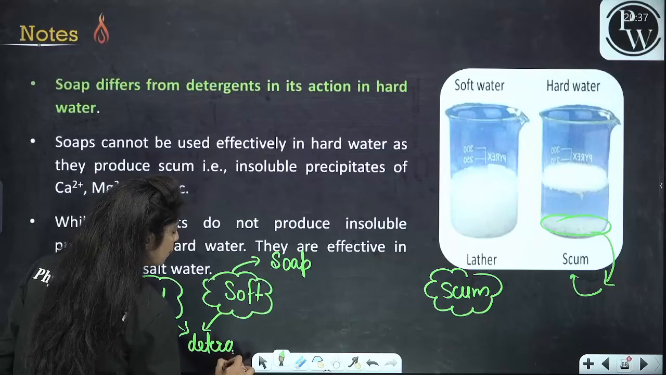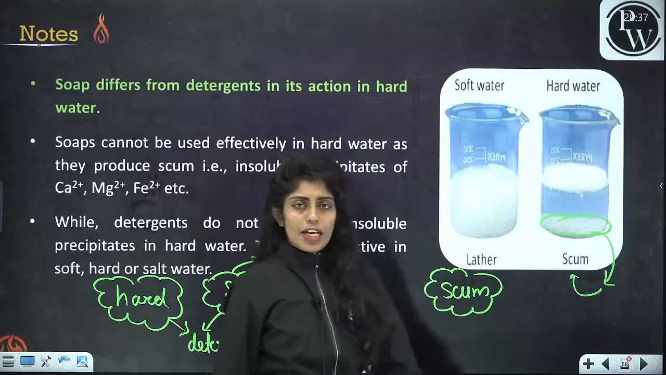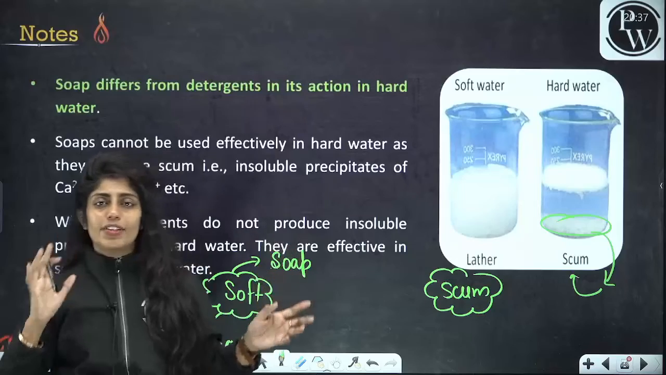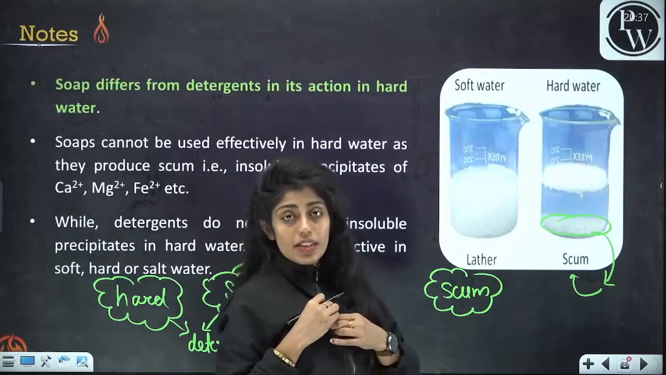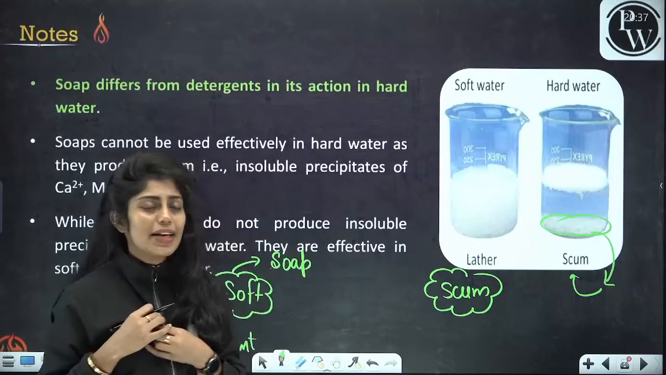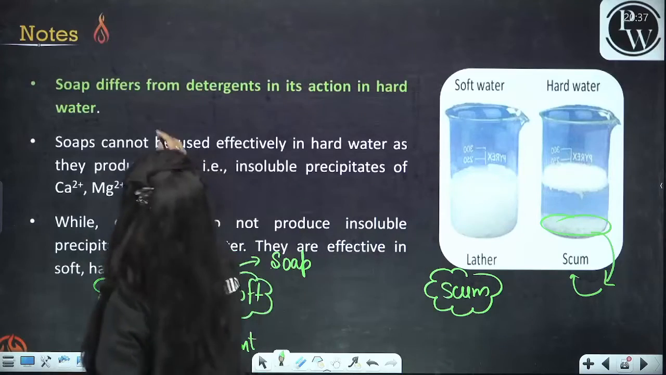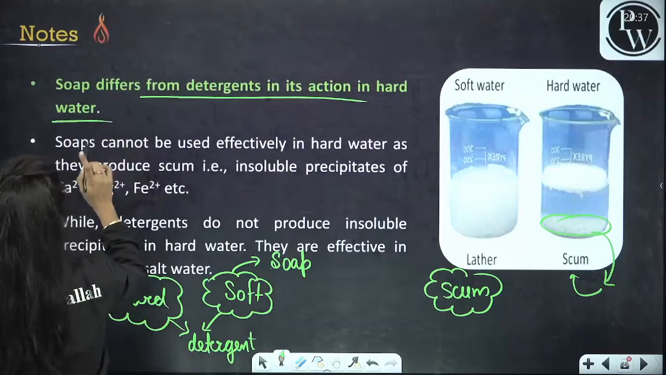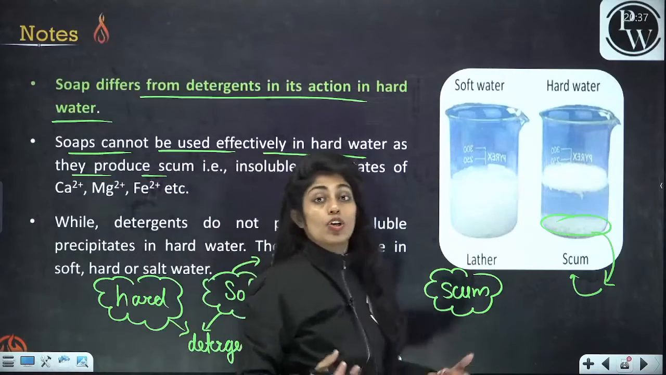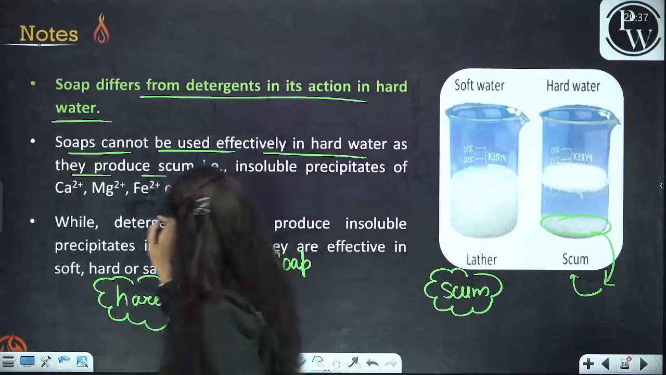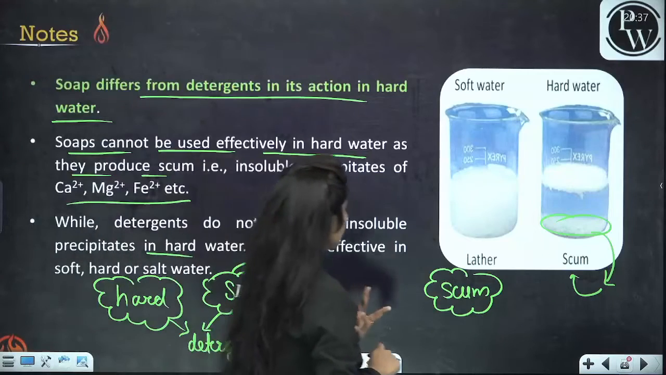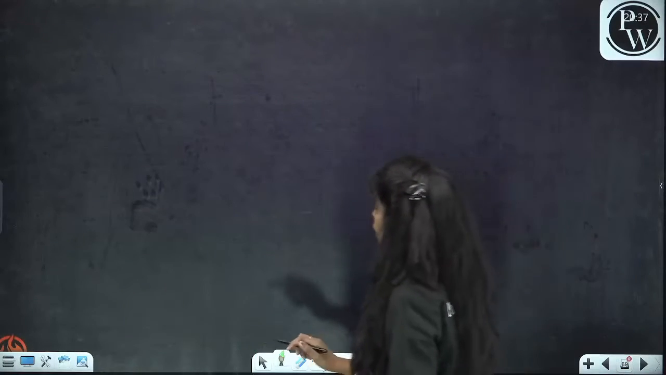So detergents are very powerful. That's why soaps are mostly used for bathing etc. only, but the detergents are used in the cleansing of your cars, washing your clothes, washing the laundries, the dry cleaning etc. So soap differs from detergent in the action on hard water. Soap cannot be used effectively in the hard water as they produce scum, not the lather, due to presence of these ions, while detergent do not produce insoluble precipitate in the hard water, and they are effective in the hard water as well.